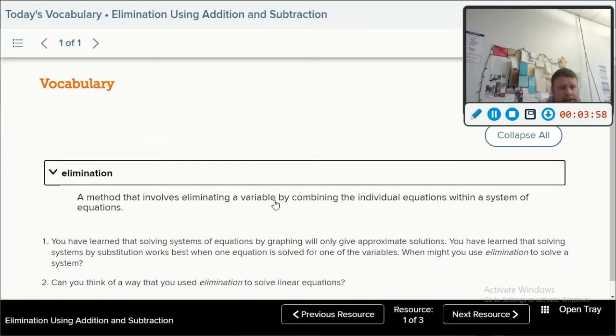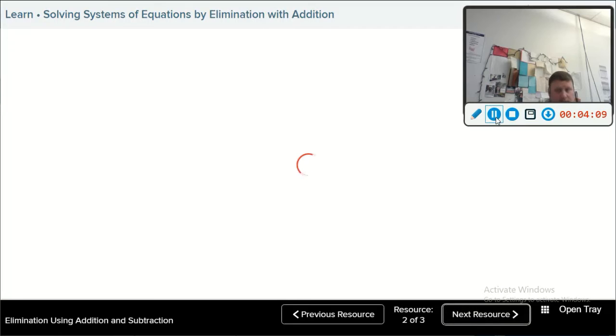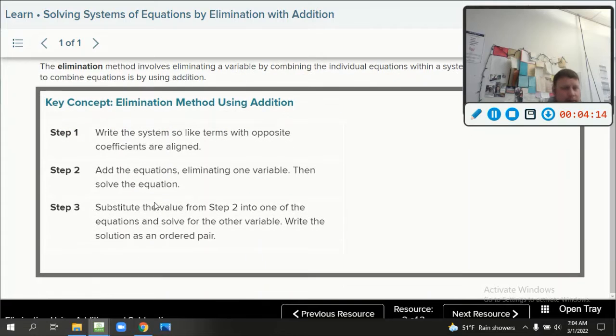Then we're going to move on to the next, because you have some steps I need you to write down. We're going to do a method called elimination. This is the method we're using. We used substitution the last couple days. Now we're going to use elimination. As you can see on the screen, elimination has 3 steps. Step 1, write a system so like terms with opposite coefficients are aligned. Step 2, add the equations, eliminating one variable, then solve the equation. And step 3, substitute the value from step 2 into one of the equations and solve for the other variable. Write the solution as an ordered pair.